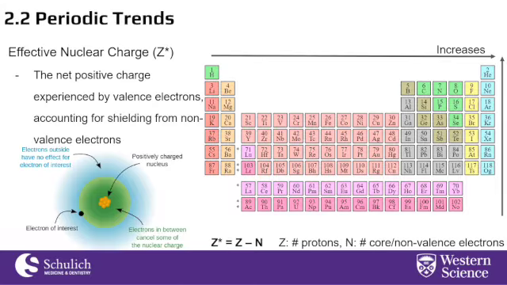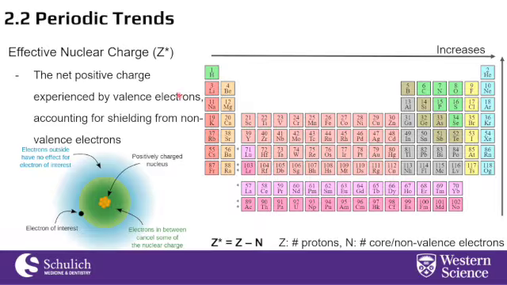So the effective nuclear charge is the net charge felt by the valence electrons of an atom. This must be a positive charge, as the nucleus is positively charged, but it also takes into account the shielding from the core electrons. So the higher the effective nuclear charge, the stronger the attraction between the valence electrons and the atom's nucleus.